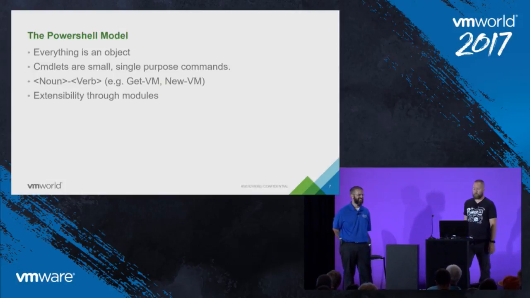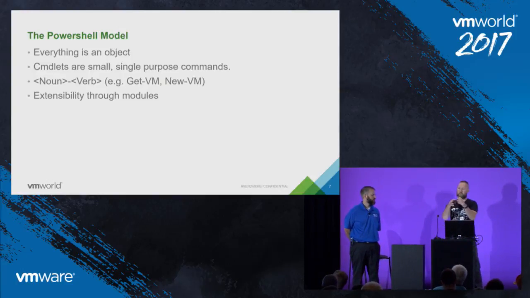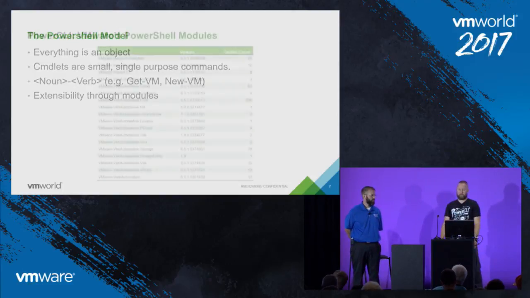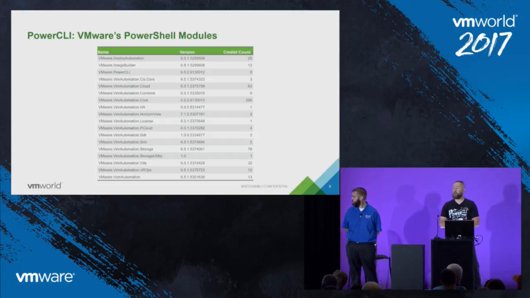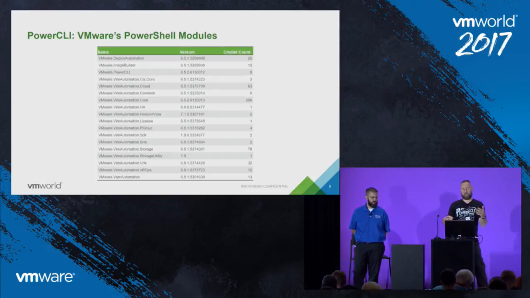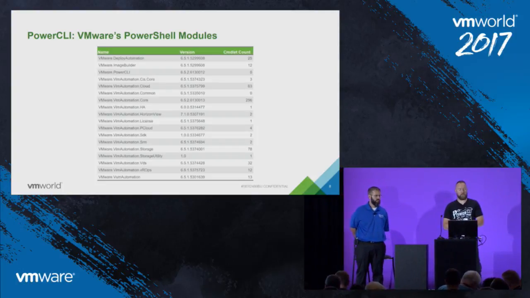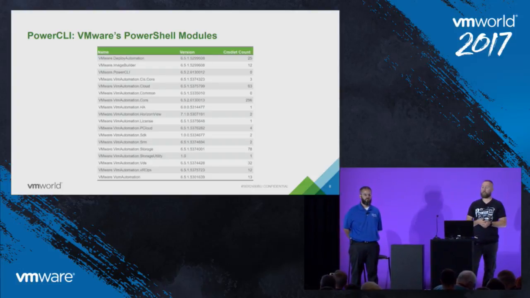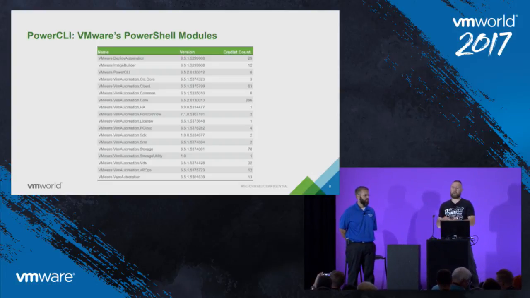All right. I mentioned this extensibility through modules. We have a bunch of different commandlets, and we put those commandlets into modules. This is what VMware's PowerShell modules look like today. There are over 600 commandlets in PowerCLI today, and PowerCLI is this group of PowerShell modules that you see here. Most of the work has been done in the core module, and that's what everybody mostly uses. And we're growing the rest of these with every release.